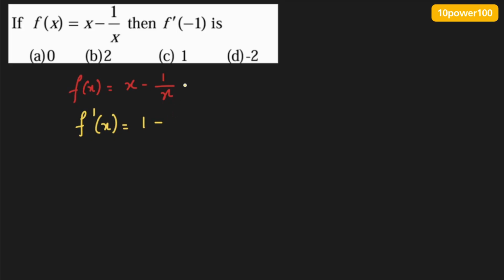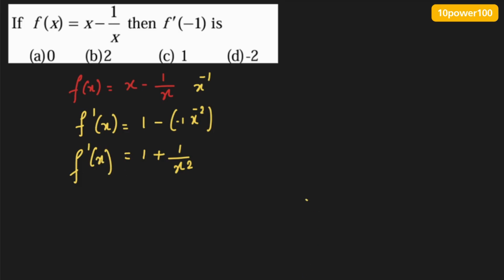1 by x is actually x power minus 1. If you do the differentiation, it becomes minus 1 into x power minus 2. The differentiation of 1 by x is minus 1 by x square, so that is what I have done. So minus of minus 1 by x square becomes 1 by x square. We get 1 plus 1 by x square, that is f dash of x.